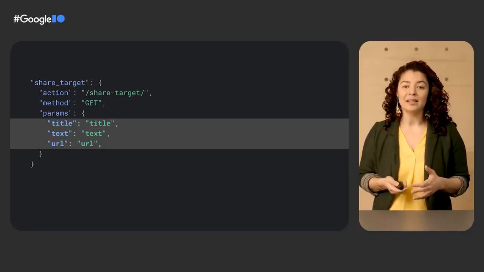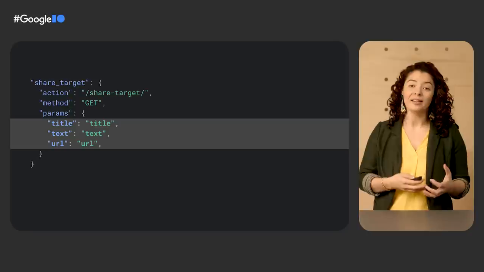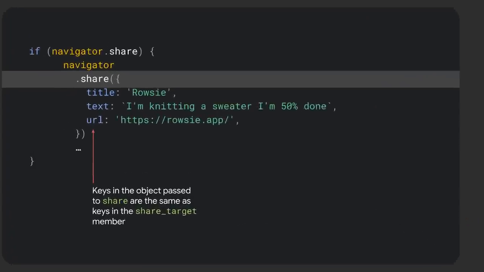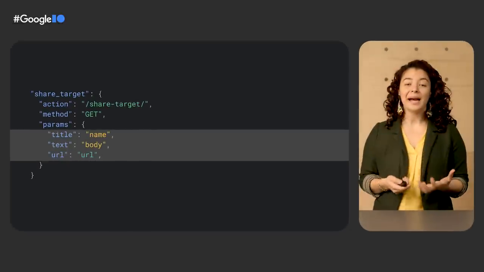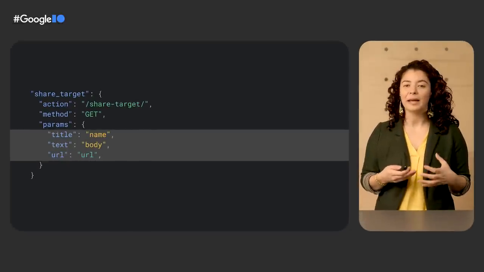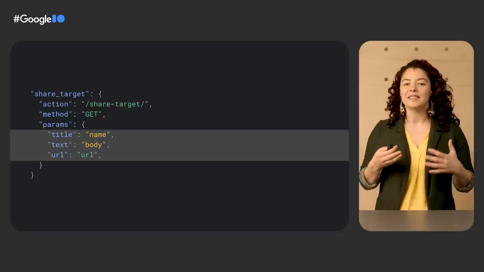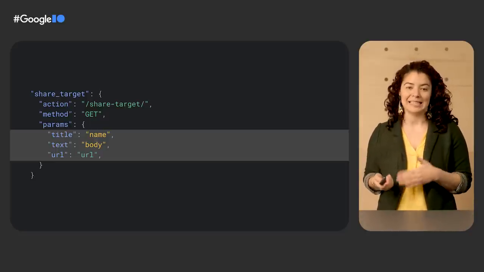Also, notice here that the values for the fields title, text, and URL are the same names, but they don't have to be. If you remember from when we were the ones sharing, title, text, and URL are the keys in the share object. But if instead of title, when I process it, I want to call it name, or if instead of text, I want to call it body, I can do that. It will look like this.